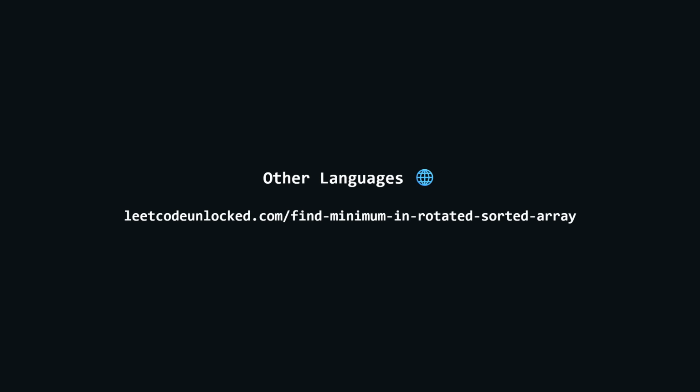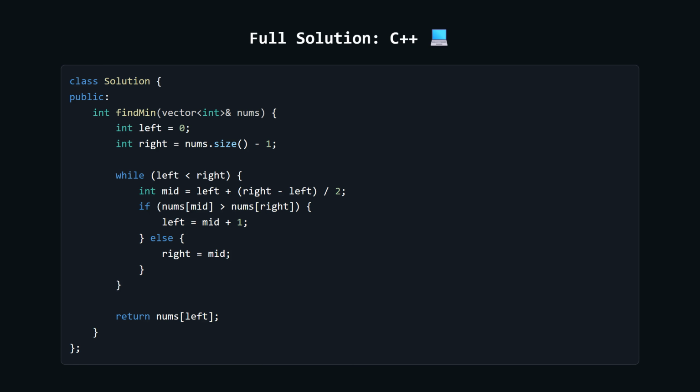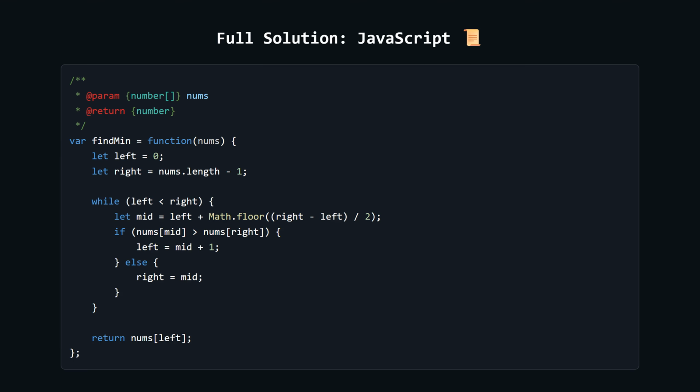Alright, as promised, here are the full solutions for Java, C++, and JavaScript. Remember, you can copy-paste them from the website. Here is the complete implementation for Java. Next up, here is the exact same binary search logic written in C++. And finally, here is the working solution for JavaScript.